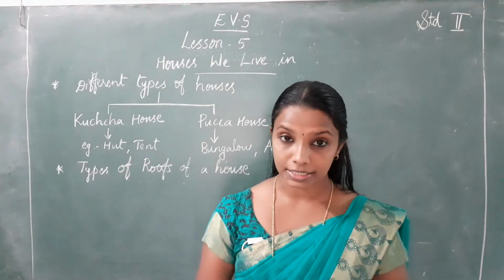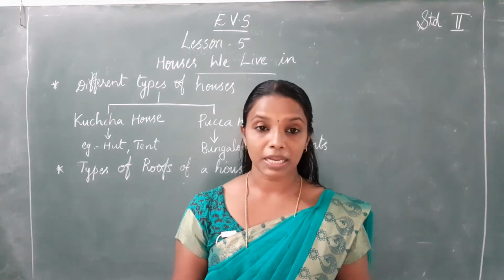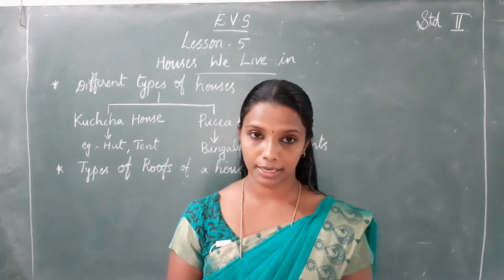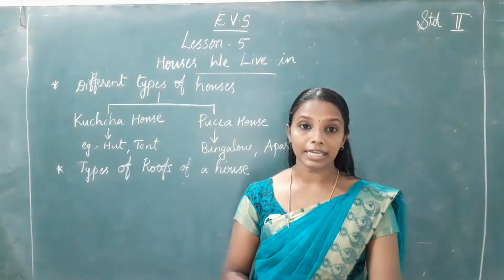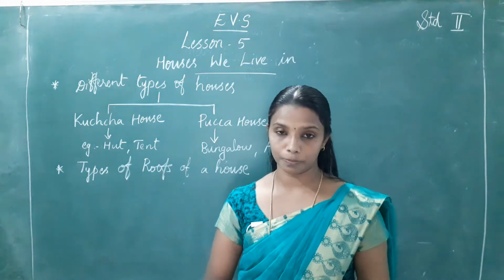A hut is an example of kacha house. It is made up of mud and leaves. It has a strong roof and mainly it has only one room.